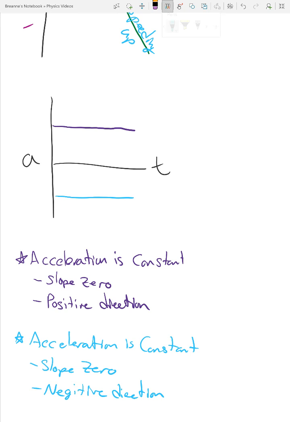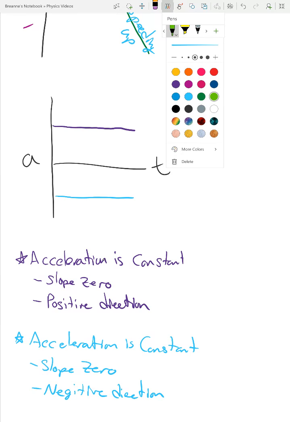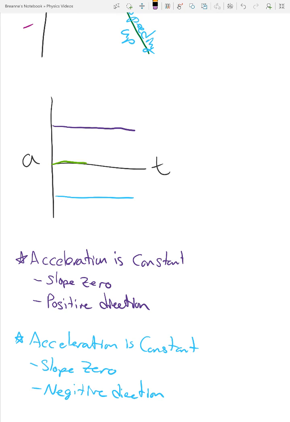And of course you have just the basic line on the 0, and it just means your acceleration is 0. And you have that for all. Anytime they're on the actual 0 line means whatever it is is 0.